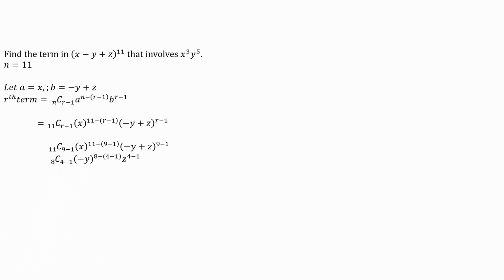So, ito pa yung isang equation. So, pagsamahin natin. So, dun sa nauna, so 11c9 minus 1. So, therefore, 11c8. X raised to 3. Yung 11 minus 9 minus 1. 9 minus 1 is 8. So, 11 minus 8 is 3. Dun naman sa isa, yung sa negative y plus z raised to 9 minus 1. Yung sa na-compute natin, yung 8c4 minus 1. So, 8c3. Multiply sa negative y raised to 5, yung 8 minus 4 minus 1, so 8 minus 3, so 5, and then z raised to 4 minus 1 or z cube.